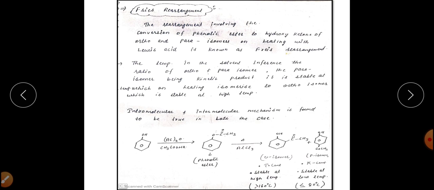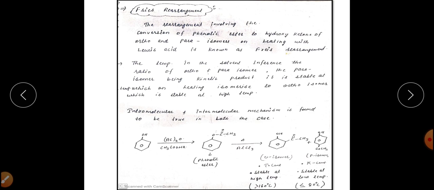Second, the ratio of ortho or para product formation, meaning which product will be formed in dominant amount. Either you will get the ortho product or you will get the para product. That will be dependent upon the temperature you have taken for the reaction.